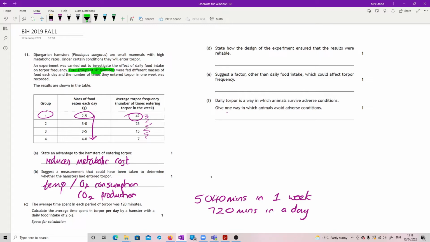Suggest a factor other than daily food intake which could affect torpor frequency. I'm expecting the most common one would be temperature, because that impacts on how, if they're regulators, how much energy they need to burn to maintain a particular metabolic rate. So the higher the temperature, the less they need to use. So that could reduce their torpor frequency.